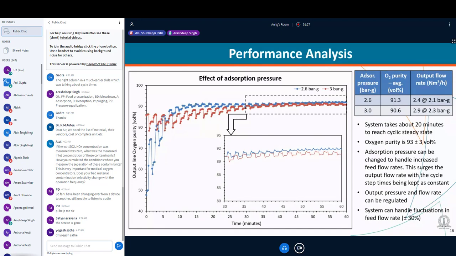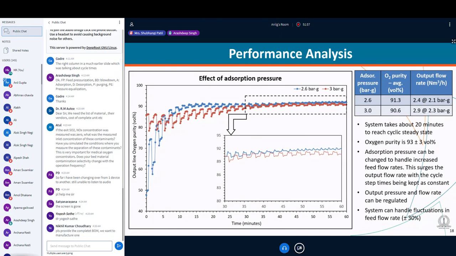So what we have seen is that you can also adjust your output flow rates by changing pressure. For example, if I'm sending more gas into the column for the same cycle step times, you will be able to get more output at the outlet if you maintain a particular surge vessel pressure. If you are working at 2.6 bar gauge, the average purity we were getting was 91.3 with a flow rate of around 2.4 normal cubic meters per hour, and at 3 bar gauge we were getting a little lower purity because we changed our surge vessel pressure.